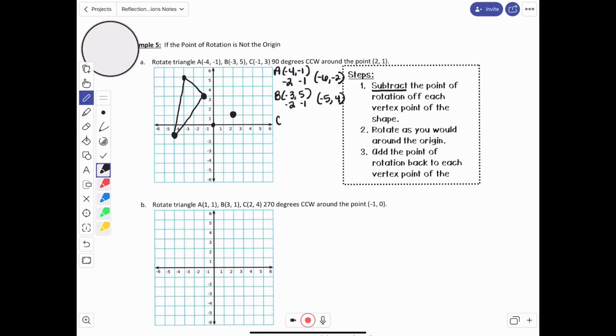And for C, we've got -1 and 3. So we subtract 2, subtract 1. So that's going to give us -3 and 2. And then we rotate it as we would around the origin. So if we're going to do 90 degrees counterclockwise, we switch the X and Y, and we make the Y negative.